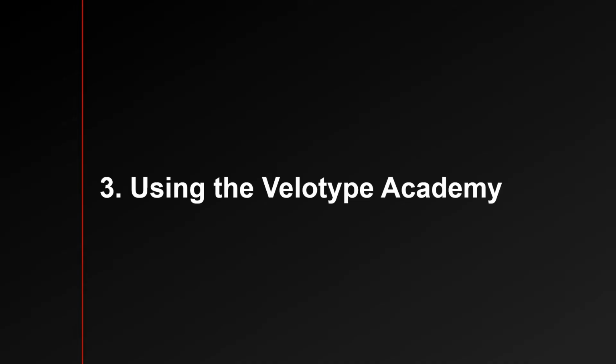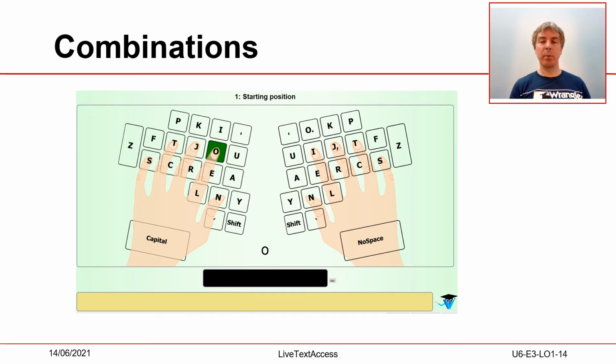Using the Velotype Academy. The Velotype Academy is divided into 15 lessons. In the first lesson you will learn the keys and key combinations for the starting position. On the screen you will see the keyboard and how to place the hands. The key or keys which need to be pressed appear in a dark green color, and below, between the hands, you see what should be the result. When you press the key or keys, the output of the Velotype will appear in the black text box.